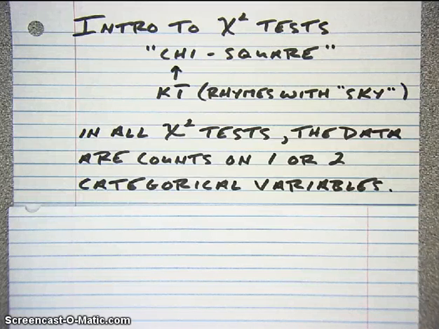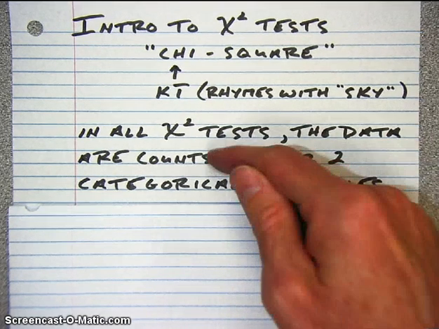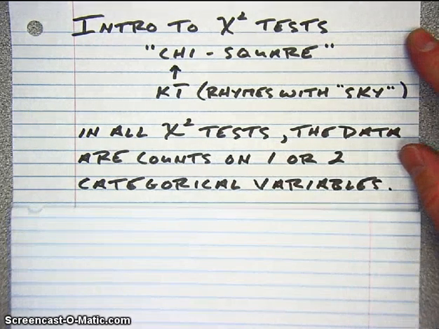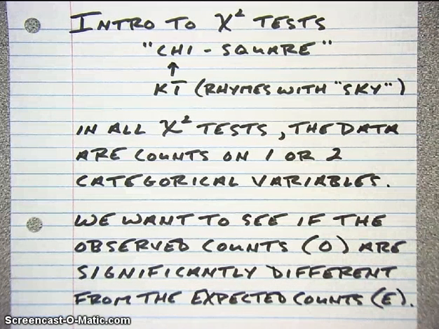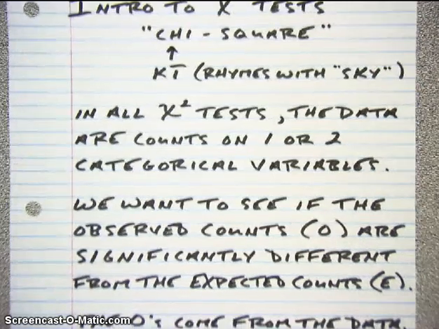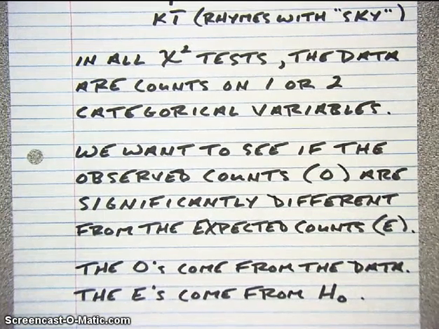Today I'd like to introduce you to the chi-square tests. We're going to look at 3 different chi-square tests. In all of these tests, the data are counts on 1 or 2 categorical variables. And what we want to see in these tests is if the observed counts from the data are significantly different from the expected counts. Where do the expected counts come from? They come from the null hypothesis.